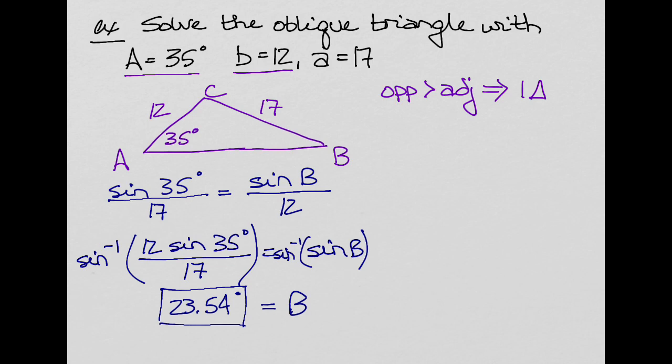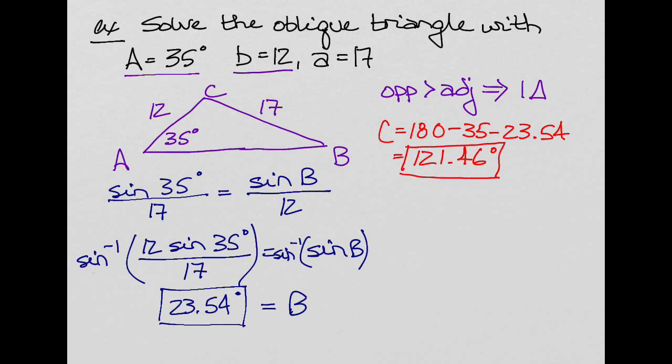Okay, great. We have angle B, which means now it's going to be real quick to find angle C. We can do it by subtraction now that we have two angles. Let's see, so 180 minus the two we have, 35 and 23.54. The measure of angle C is 121.46 degrees. And again, with all the rest of the decimal places.